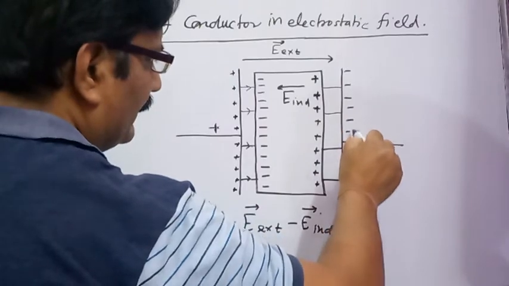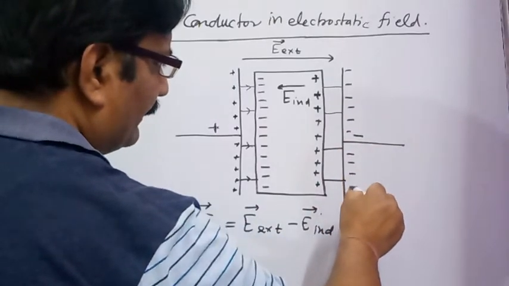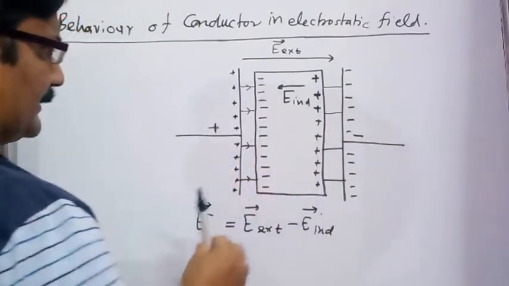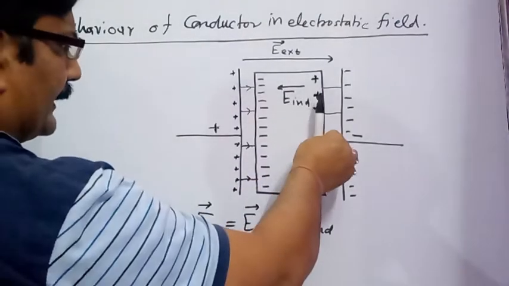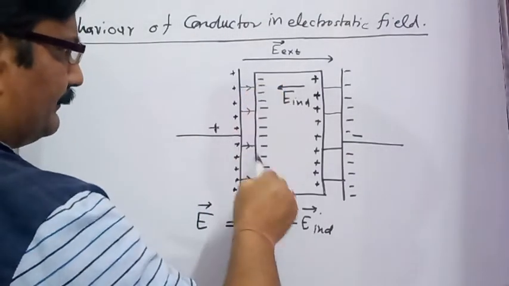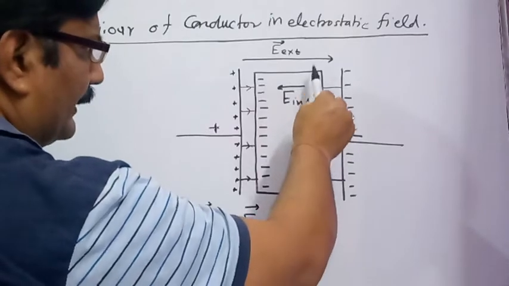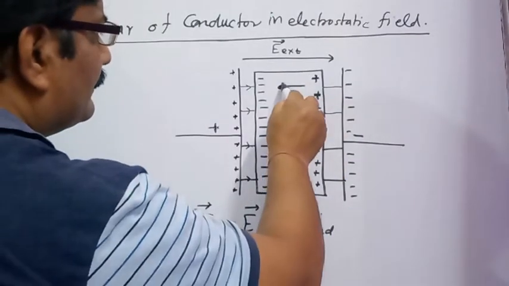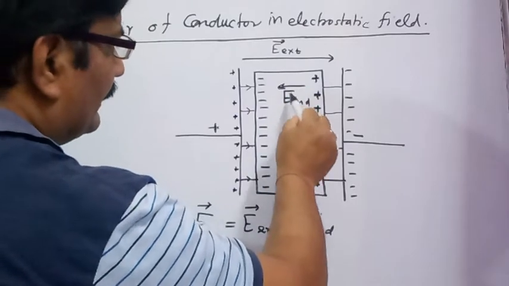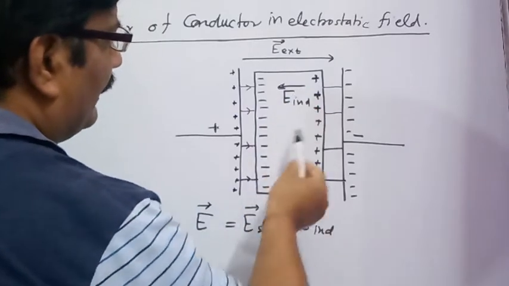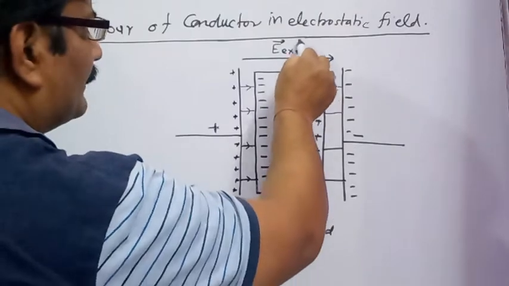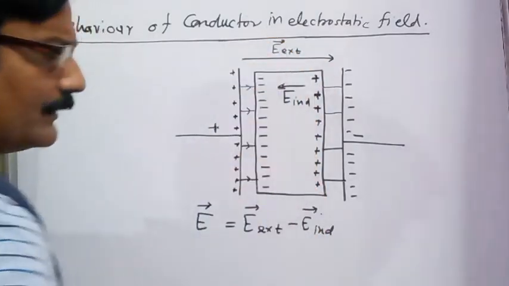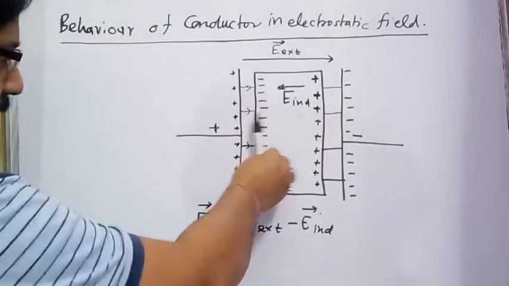electric field. And this process of alignment of negatively charged electrons towards the left and positively charged atoms towards the right continues till an induced electric field of the same value, equal to the external electric field, is established here.